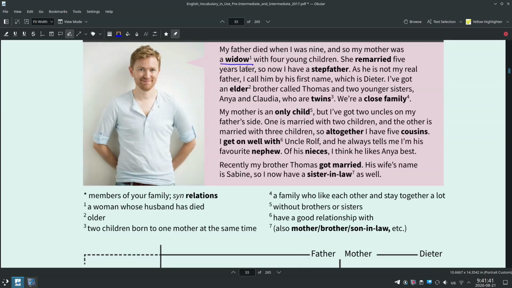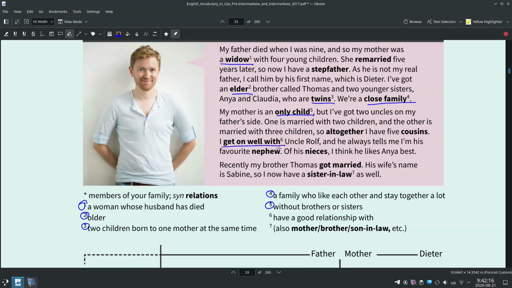A widow. A woman whose husband has died. Elder, the same as older. Twins, 2 children born to one mother at the same time. Close family, a family who like each other and stay together a lot. Only child, without brothers or sisters.